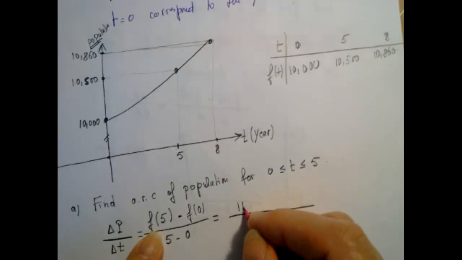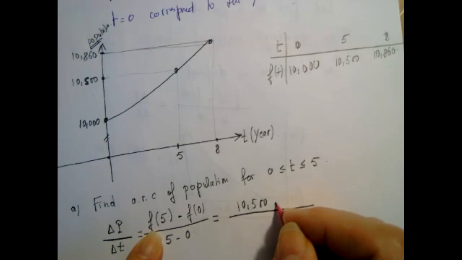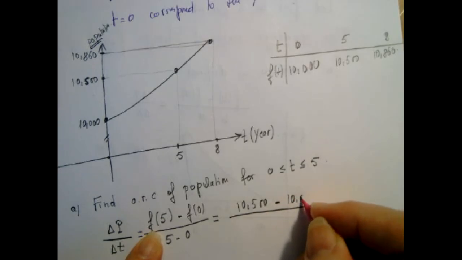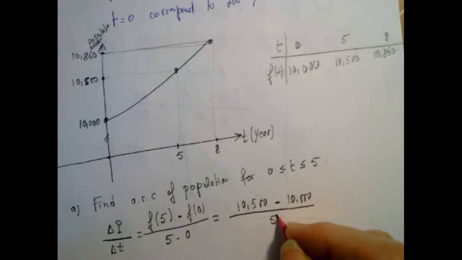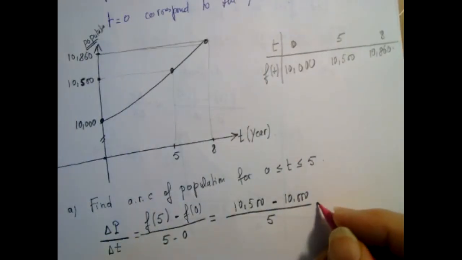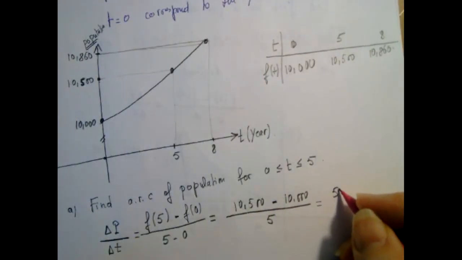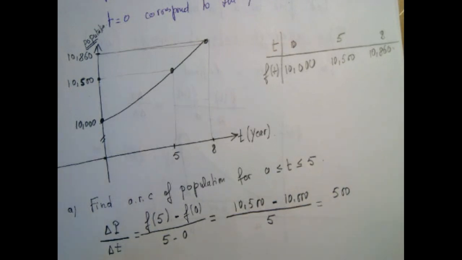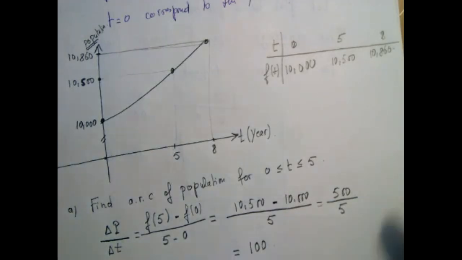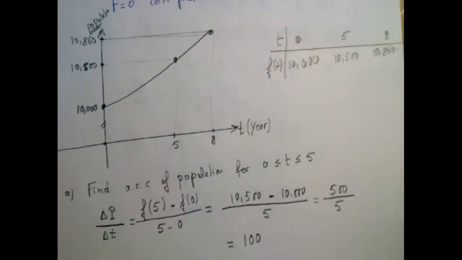After 5 years, the population was 10,500. Initially, it was 10,000, divided by 5. So it means that the population changed by 500, but the change occurred over a 5 year period. Okay, so when I divide, I'm getting 100. But what does the 100 represent in this context? Let us understand the 100.